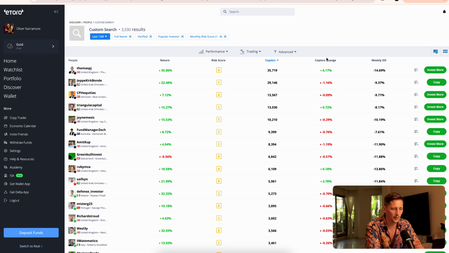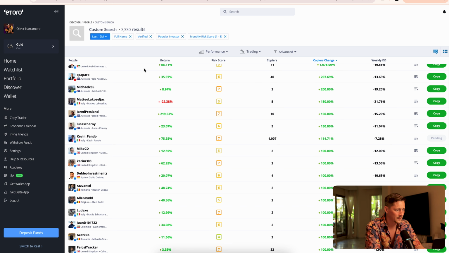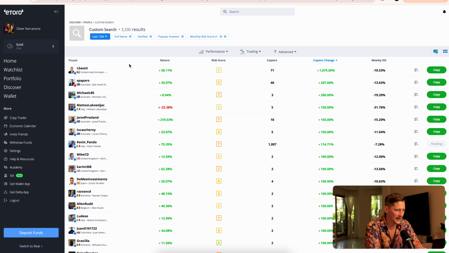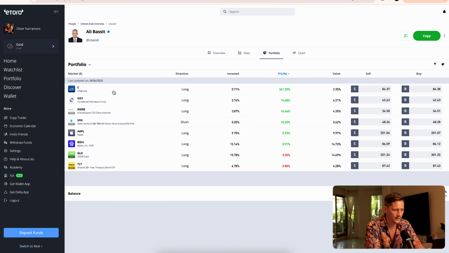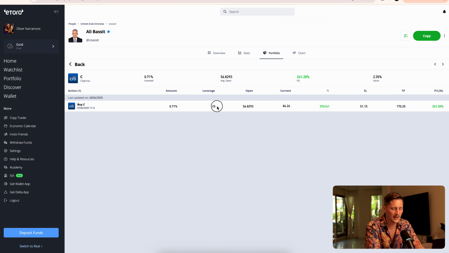So have a look at the copy change. Have a look at some of these. This guy at the top, I know I had a look at him earlier on. He's using a lot of leverage, 5 times leverage. I'll show you what I mean here. If you go to the portfolio, where are we? And you say, click on Citigroup. This says 5 times leverage.